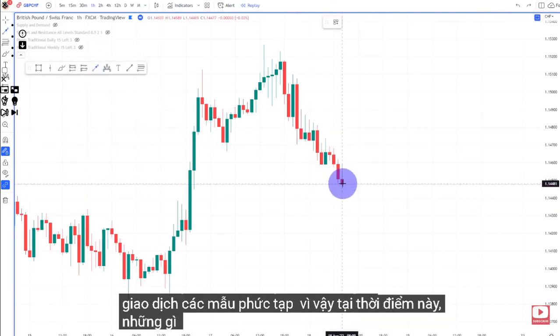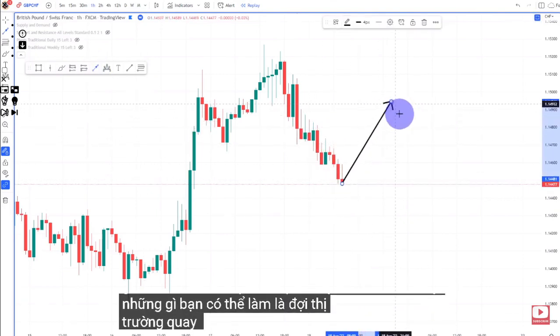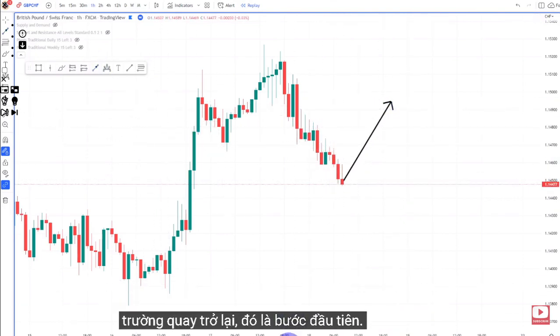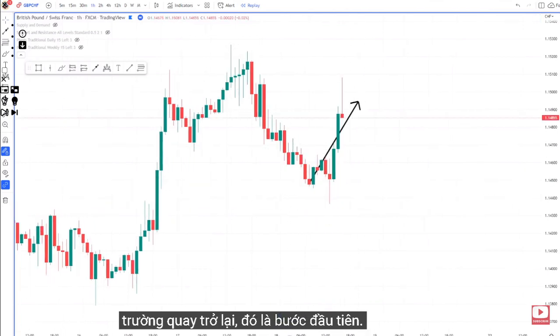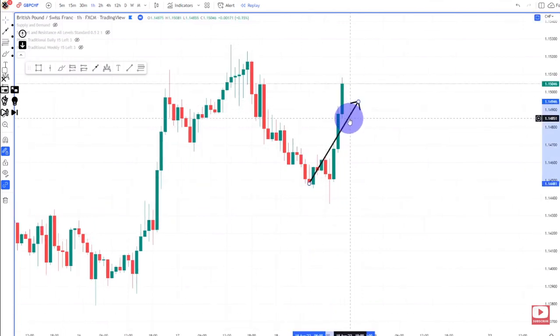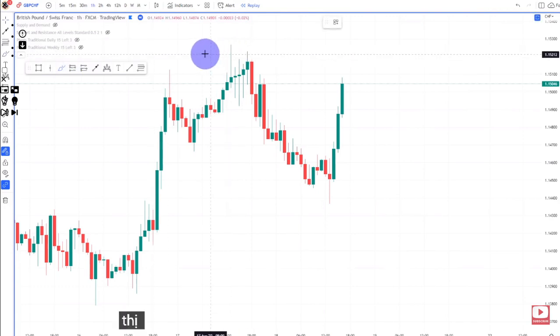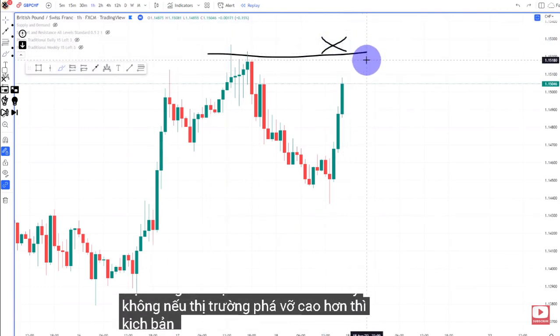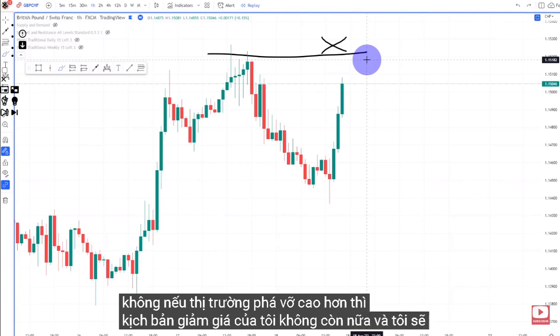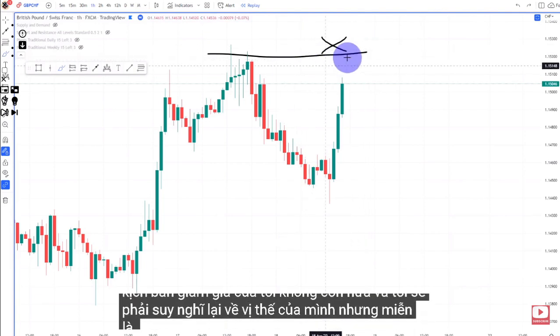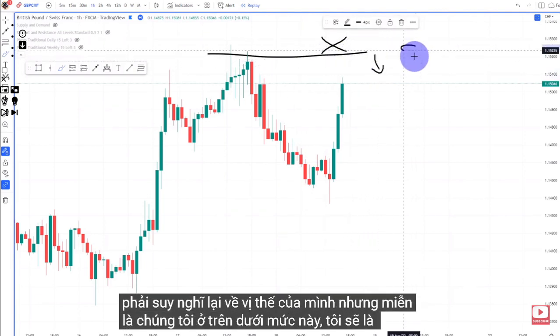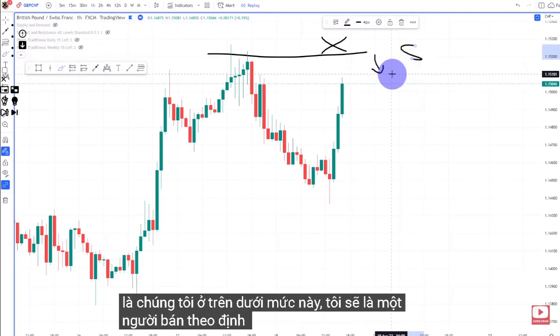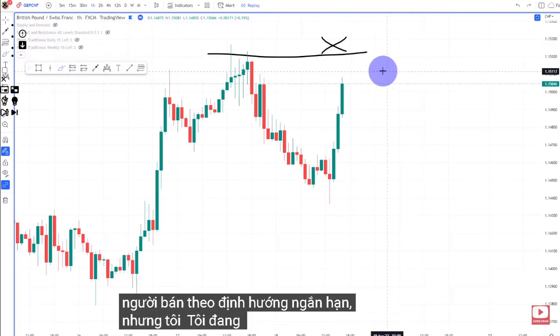So at this point, what you could do is wait for the market to pull back. That's the first step. So let's see. Do we get the consolidation? And we do. You can see the market is moving higher. So now what you don't want to see is the market take out this high. If the market breaks higher, then my bearish scenario is gone, and I would have to rethink my position. But as long as we stay below this, I would be a short-oriented seller. I'm not short yet, but I'm looking for shorts.